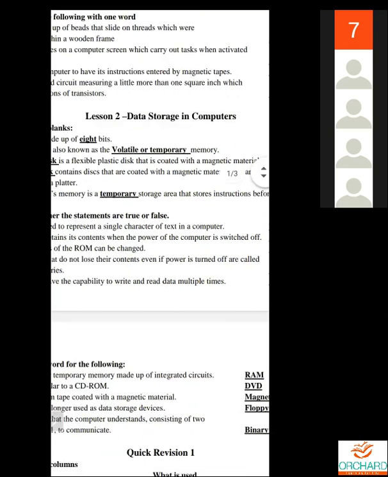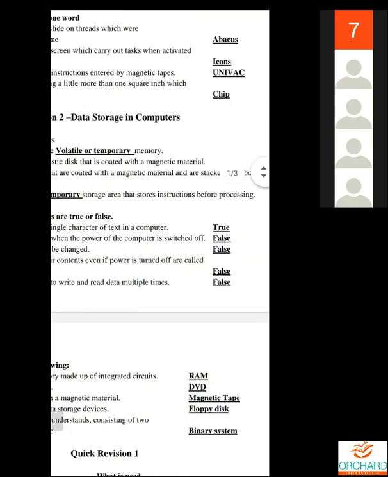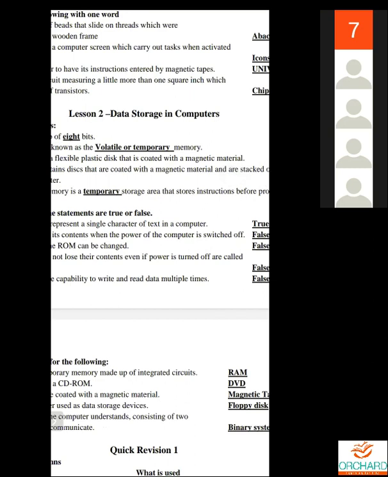Second one, the RAM retains its contents when the power of the computer is switched off. The statement is false because RAM is a volatile memory. That is, when the power is switched off, the data stored in the memory will suddenly get erased. So the statement is false.